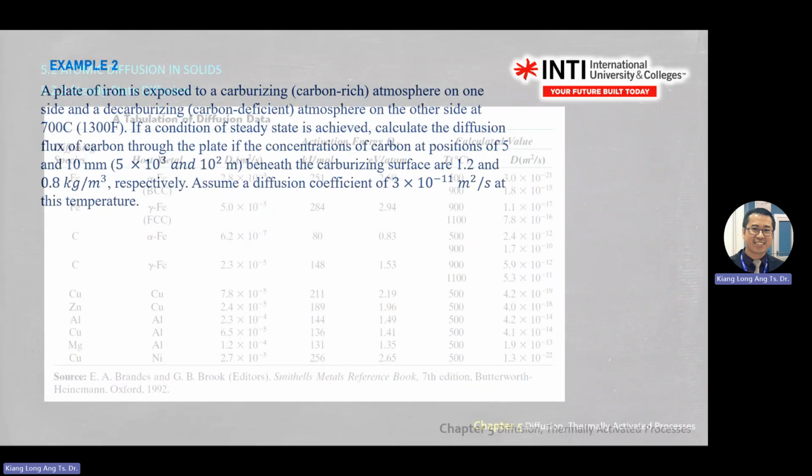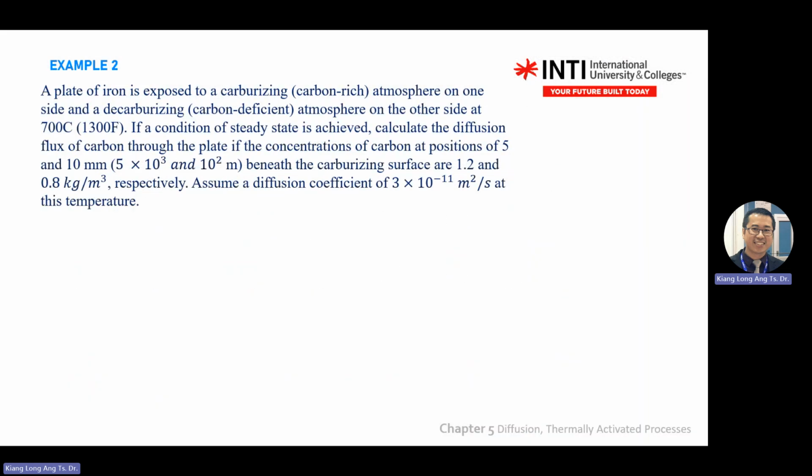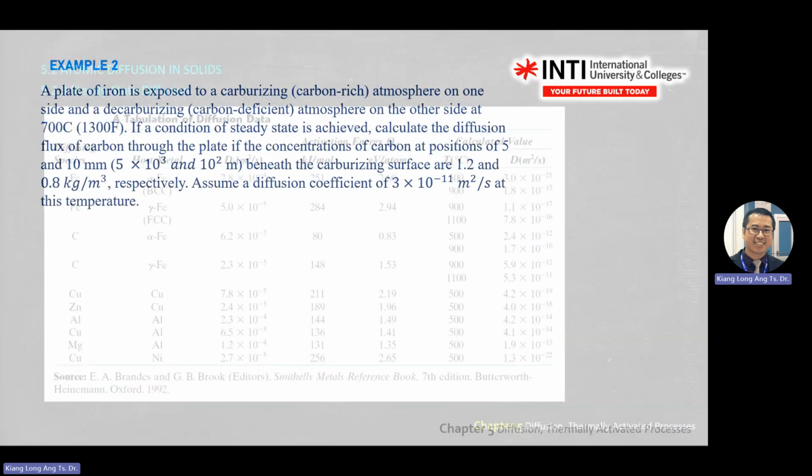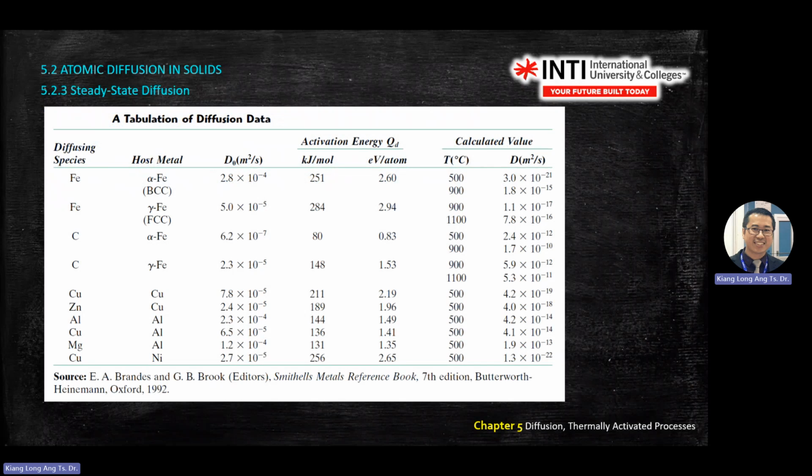Okay, now how do you apply this table with this example 2? So you just see this very lengthy statement, and then you solve. You're having a plate of iron. So iron is ferrum. Again, be careful when you see the word ferrum. Why? Ferrum, you have alpha and gamma. You have BCC and FCC ferrum. Okay, and you have alpha. Here you don't have beta, you have alpha and gamma.